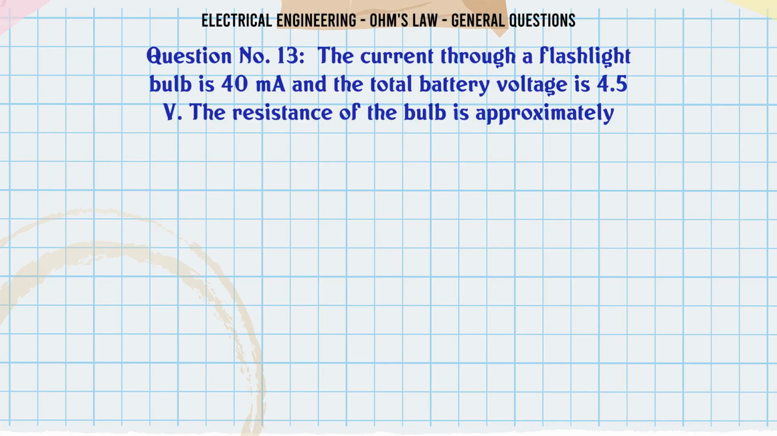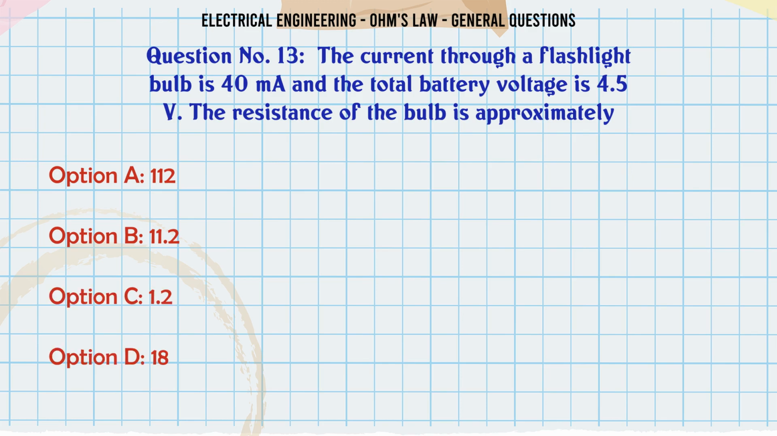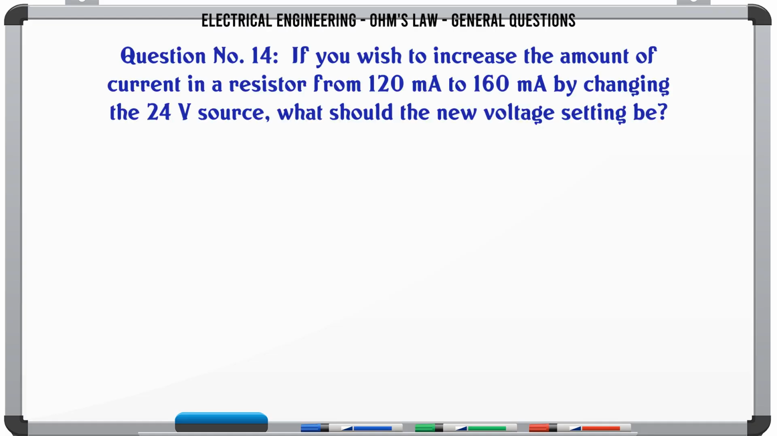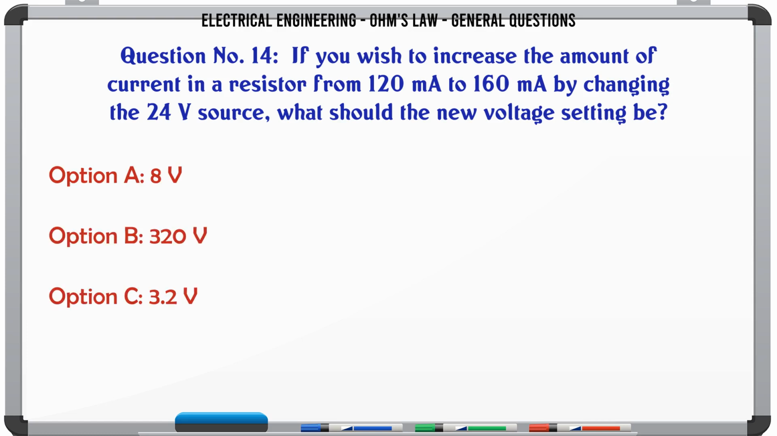The current through a flashlight bulb is 40 mA and the total battery voltage is 4.5 V. The resistance of the bulb is approximately A) 112, B) 11.2, C) 1.2, D) 18. The correct answer is 112.